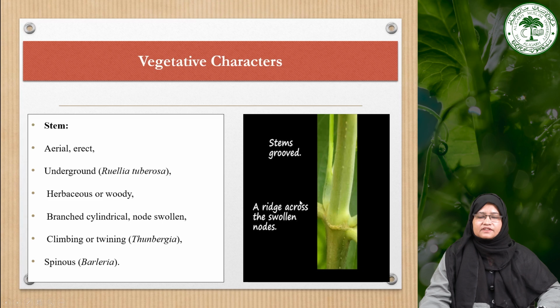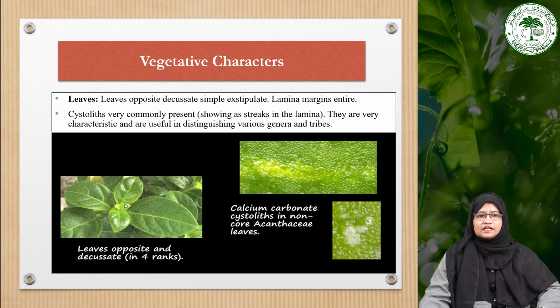So this is the characteristic of this particular family: the presence of swollen nodes and elongated internodes. They also have a clambering or twining stem, as in the case of Thunbergia, or may be spinous in the xerophytic plant species, that is Barleria. Now moving towards the leaves.